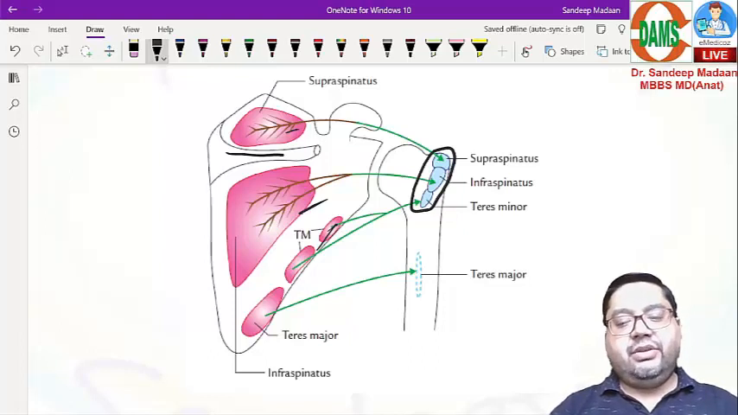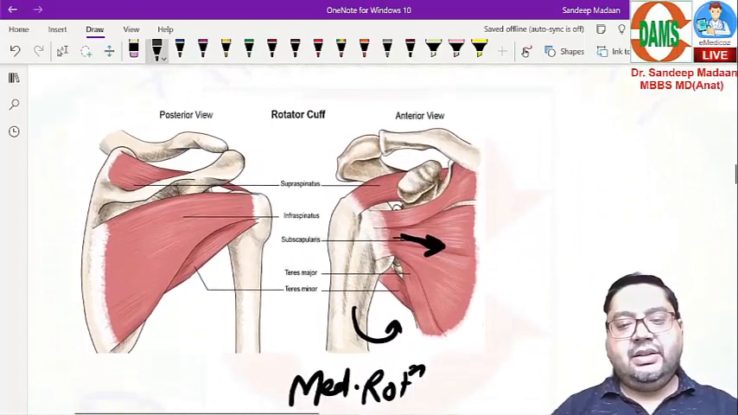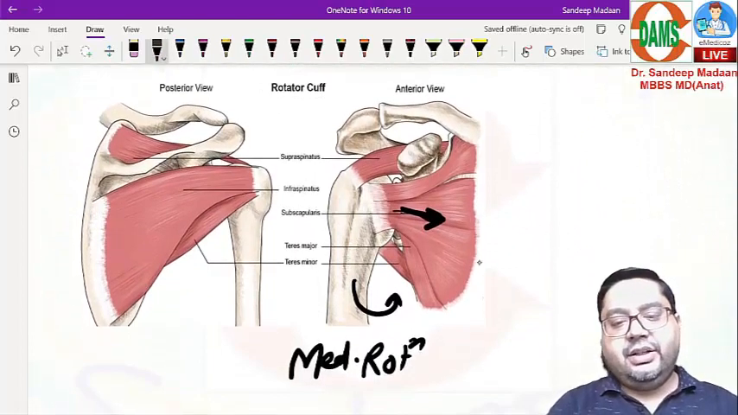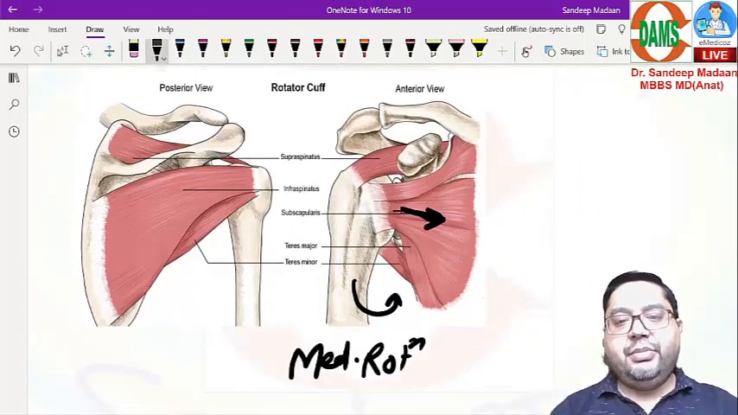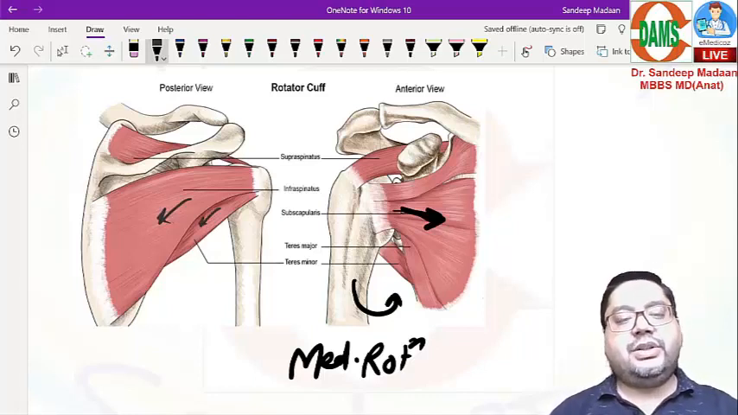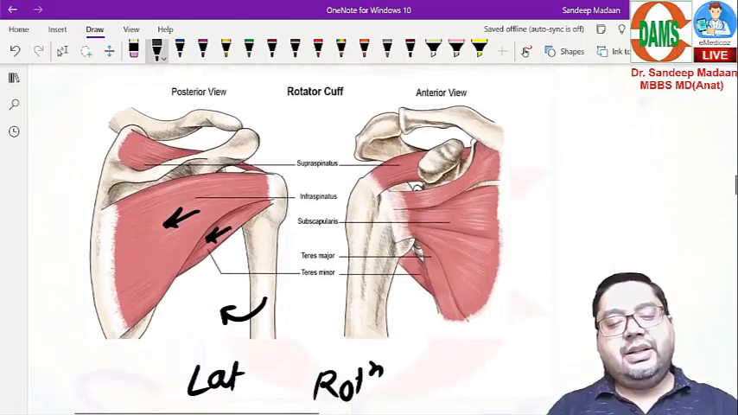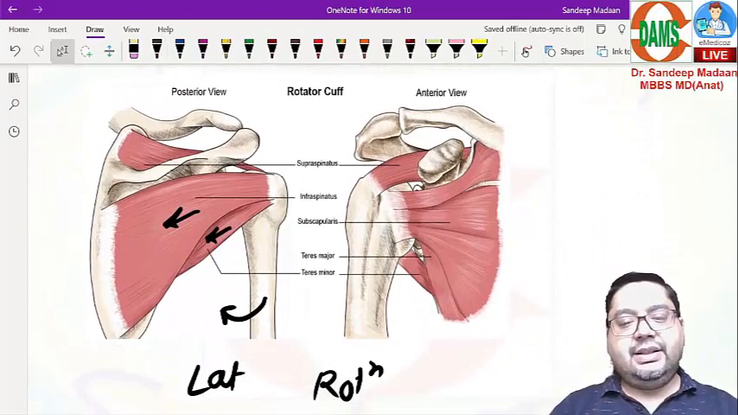Now let us see what will be their action. So here we can see this muscle which is pulling from front. So it will lead to medial rotation because the final resultant pull of the muscle is coming from the front. In a similar way, this muscle will be contracting from behind, these two muscles together. That means infraspinatus and the teres minor muscle. When these two muscles pull from behind, what will they do? They will simply do the lateral rotation.